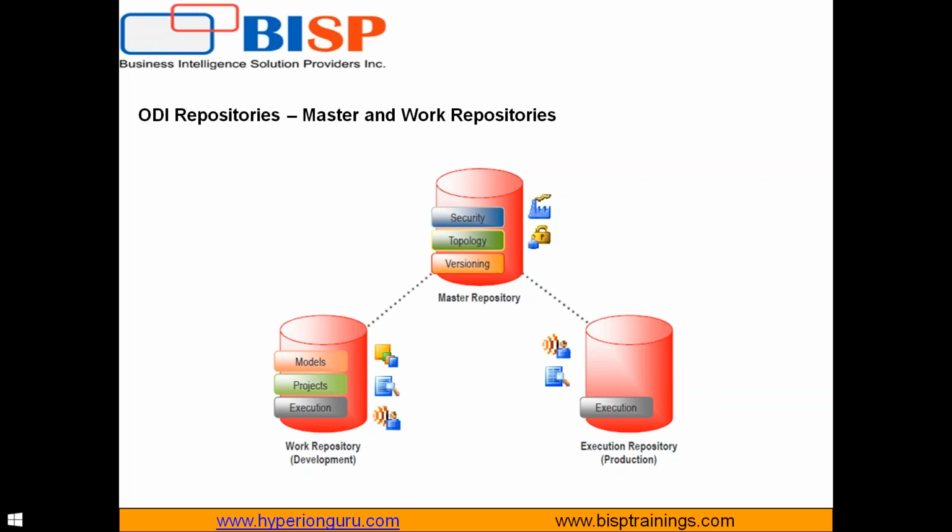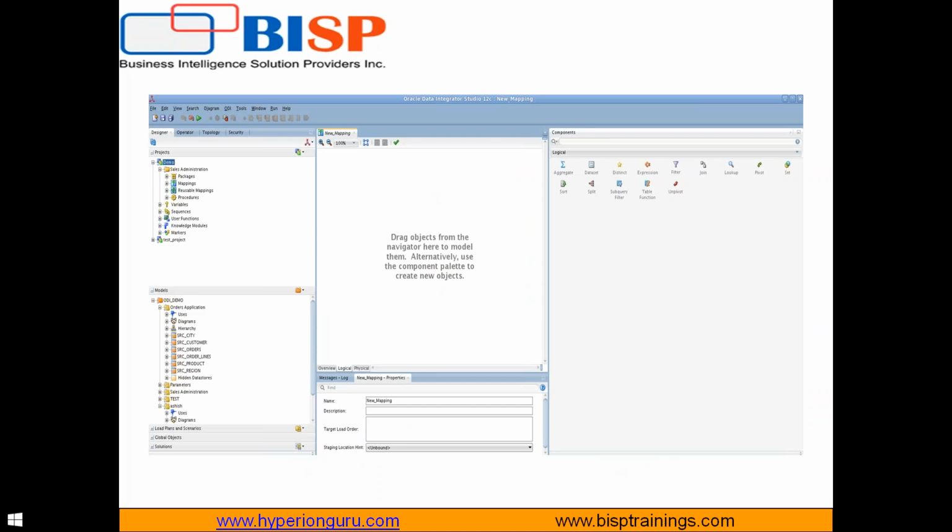Okay, so let's get back to the repository. There are two types of repositories: master and work repositories. Master repository means something which stores a couple of things which are common for different work repositories, because more than one work repository can be attached to a master repository. So things which are common for all those work repositories will be stored in the master repository. So this is about the repository.